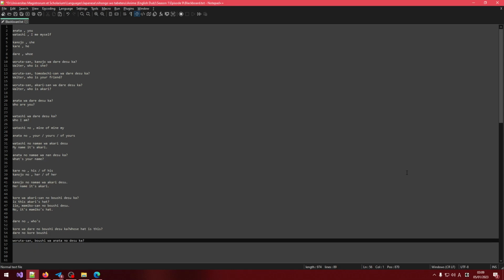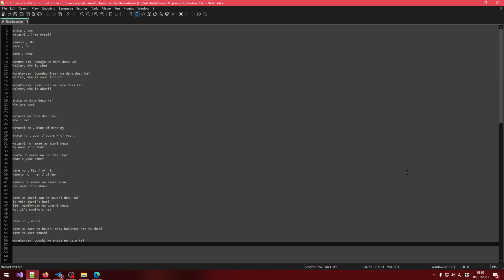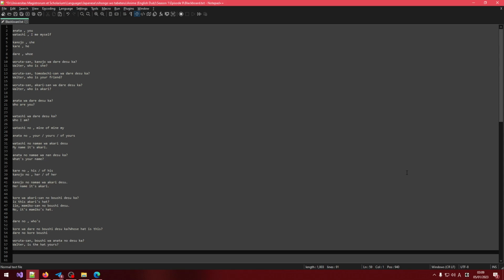Urata-san, 帽子はあなたのですか? Speaking of the hat, is it yours? Is the hat yours? Like, is it your hat? Is this your hat? Depending on the context, これはあなたの帽子ですか could be another example.